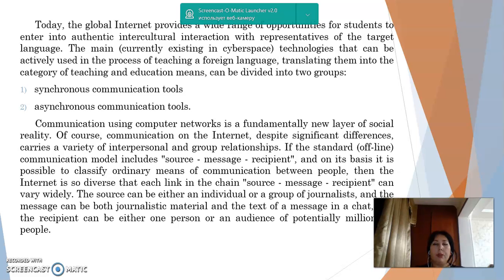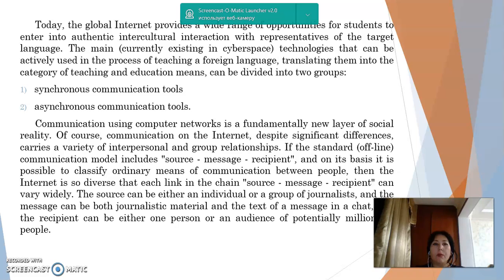The main technologies currently existing in cyberspace that can be actively used in the process of teaching a foreign language, translating them into the category of teaching education means, can be divided into 2 groups: synchronous communication tools and asynchronous communication tools. Communication using computer networks is a fundamentally new layer of social reality. Of course, communication on the internet, despite significant differences, carries a variety of interpersonal and group relationships.